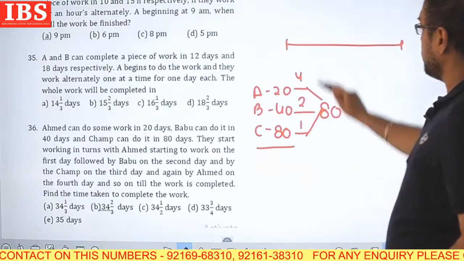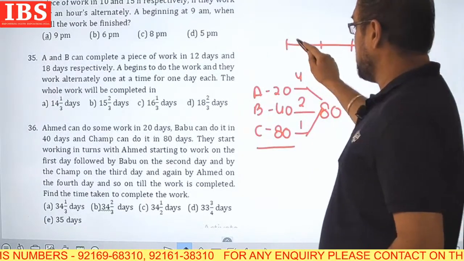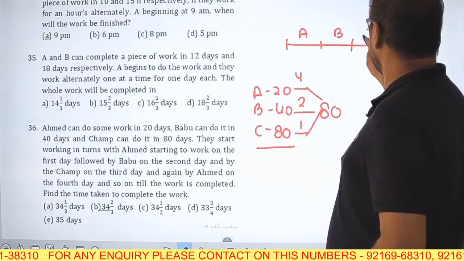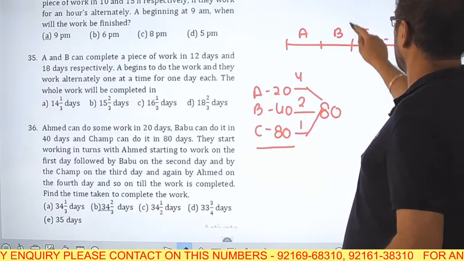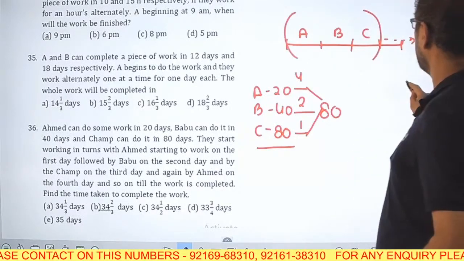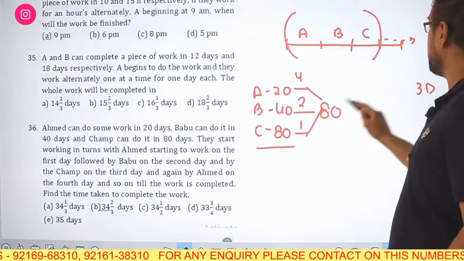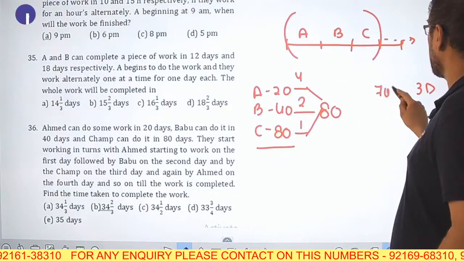Now A started working, then B came alternatively, and then C came alternatively, and so on. So this cycle we will see for 3 days. For 3 days what will happen? This 4 plus 2 plus 1, 7 work is done in 3 days.